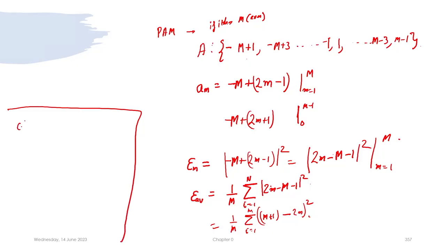But the idea is that communication systems or constellation symbols also have associated energies. Constellation symbols also have associated energies. This is one idea that we want to talk about.